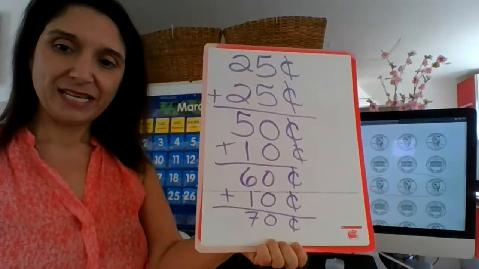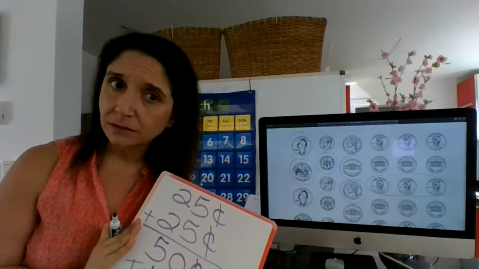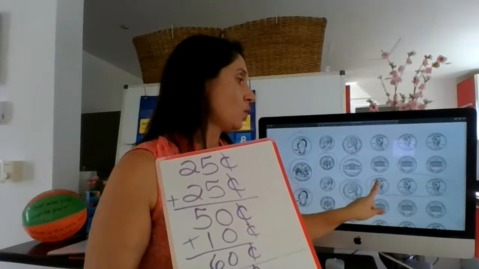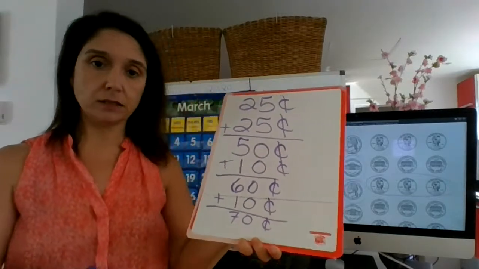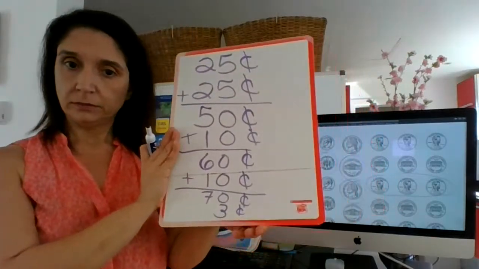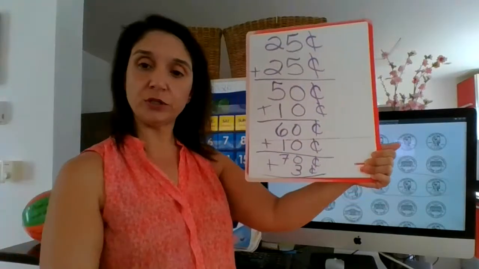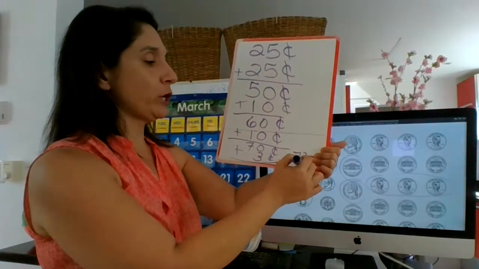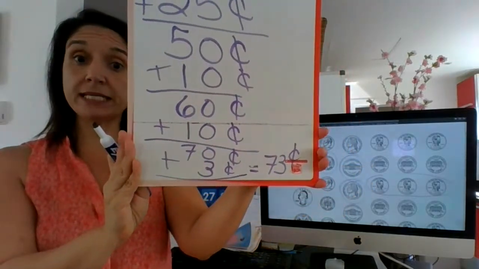Very good. And our last one, we have 3 pennies. Now remember, how much is a penny? A penny is 1, right? So 1, 2, 3. If I have 3 pennies, I need to add 3 cents. So I'm going to put 3 cents over here. And how much do I have? 70 cents plus 3 cents? Very good. It's 73 cents. So I have 73 cents.